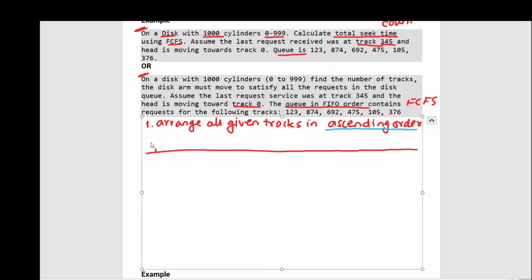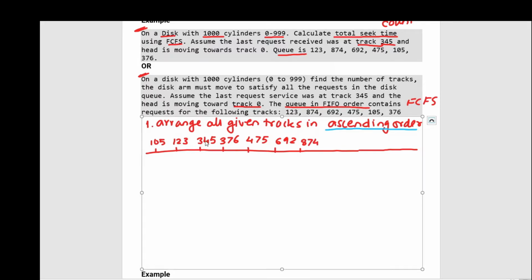So we will start with 105, then next will be 123, next track number will be 345, where our pointer is right now present, then 376, then we do have 475, then we do have 692, and at the last 874. Let us count how many tracks we have noted down.